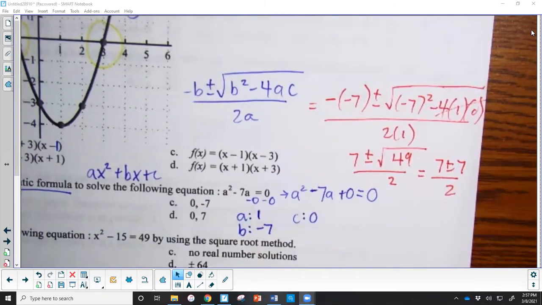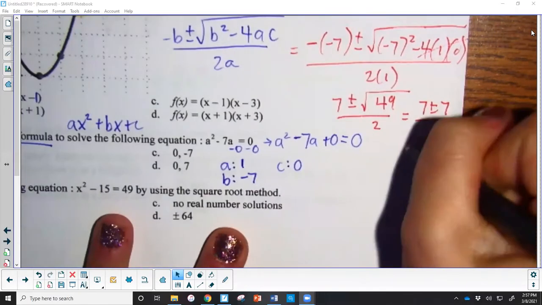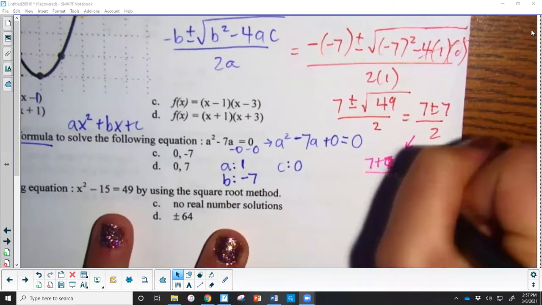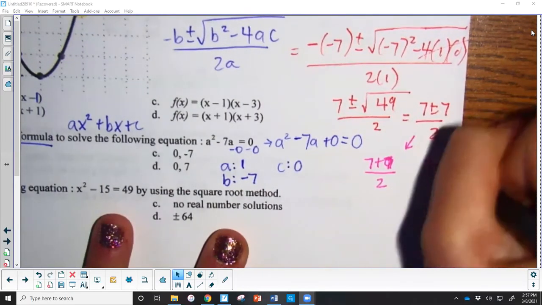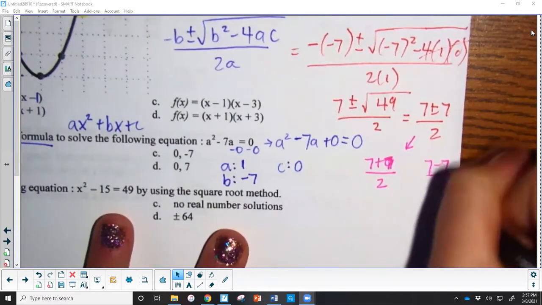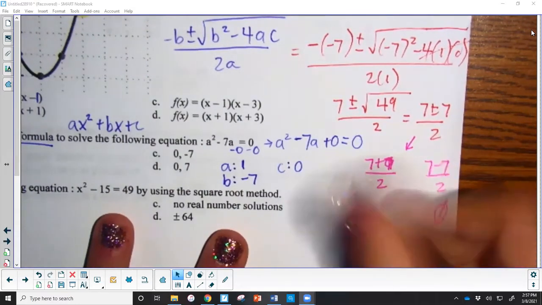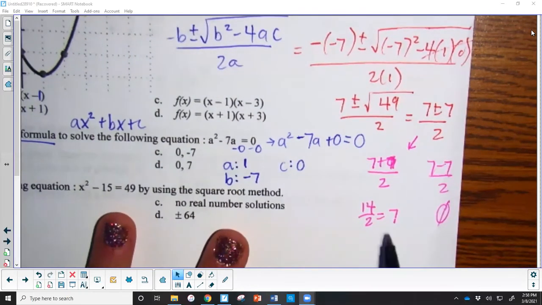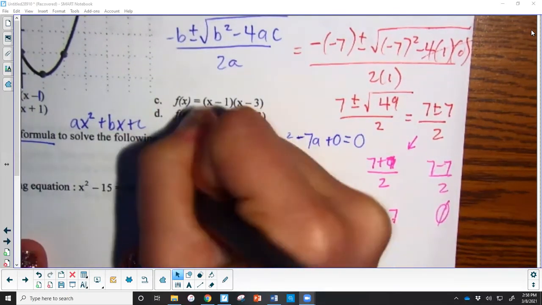Square root of 49 is 7, so 7 plus or minus 7 all over 2. And we can break this up two different ways. We can say 7 plus 7 over 2, or 7 minus 7 over 2. Well, 7 minus 7 over 2 is just going to be 0. 7 plus 7 is 14. 14 divided by 2 is 7. So my answer should be 7 and 0, which is D.